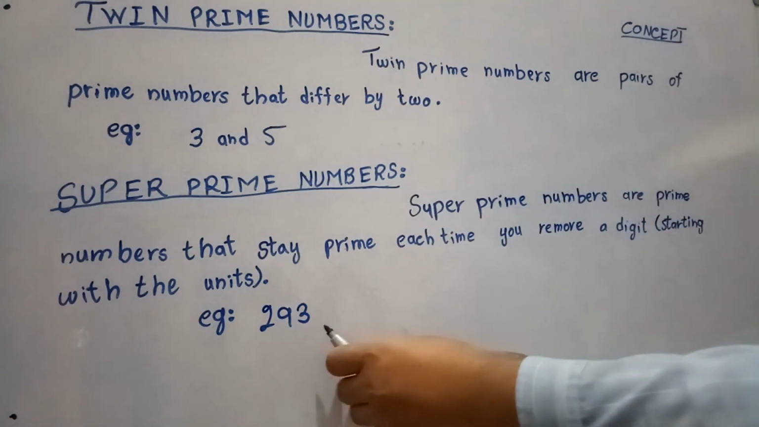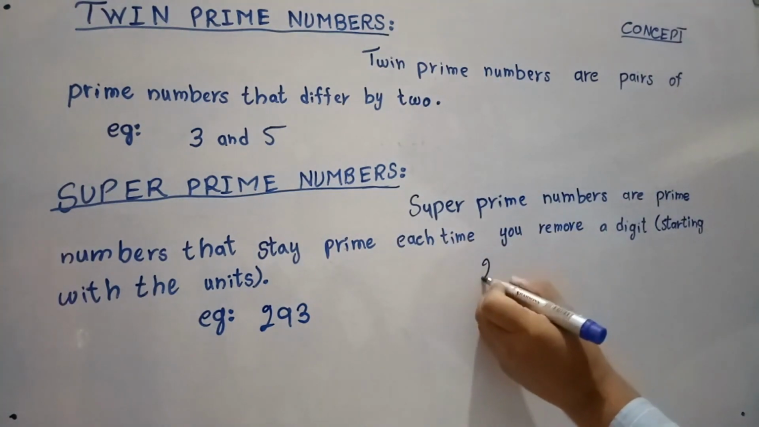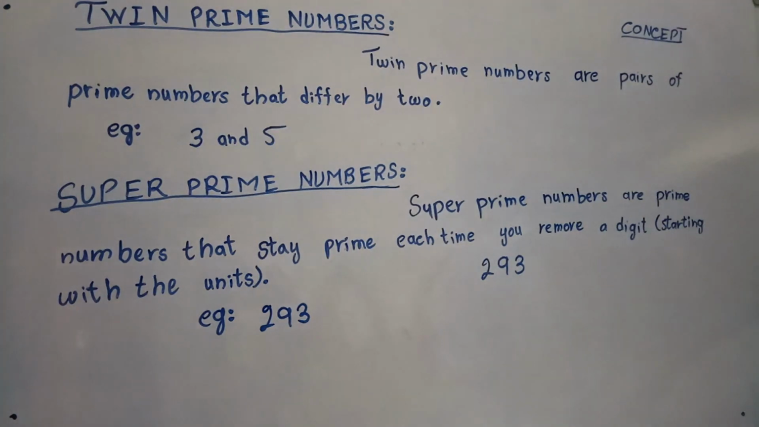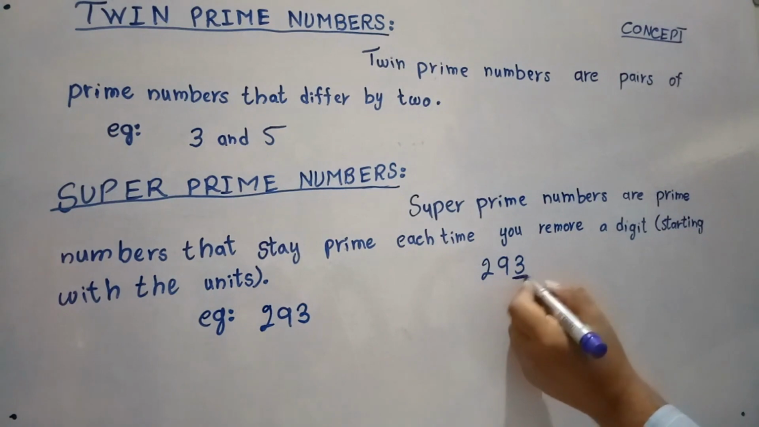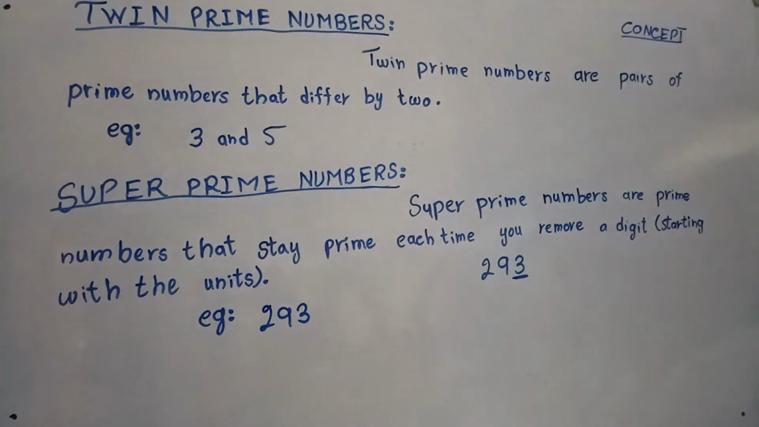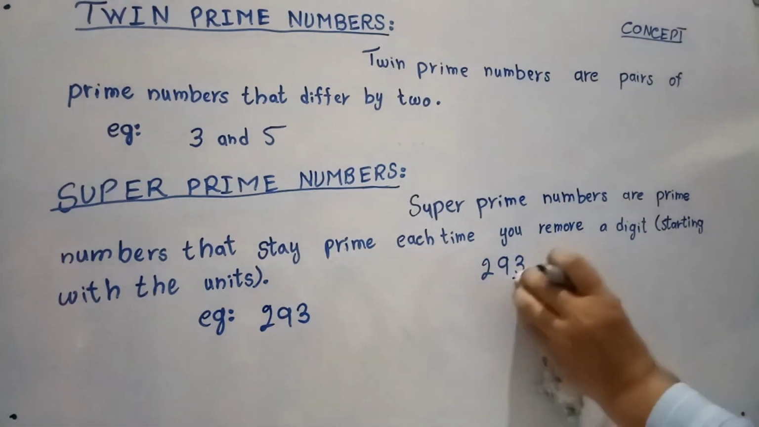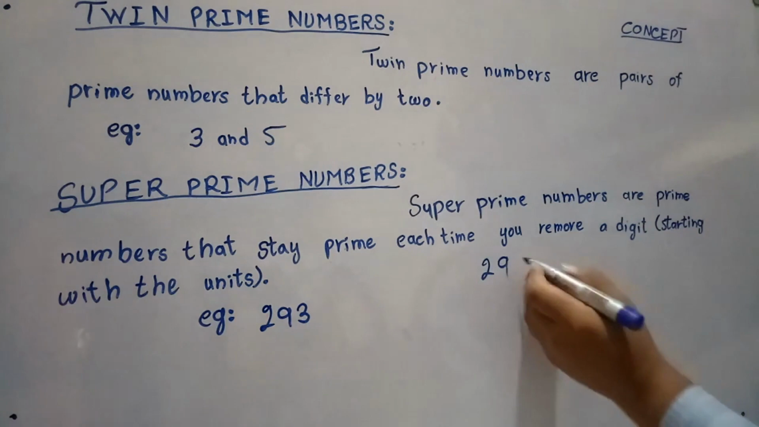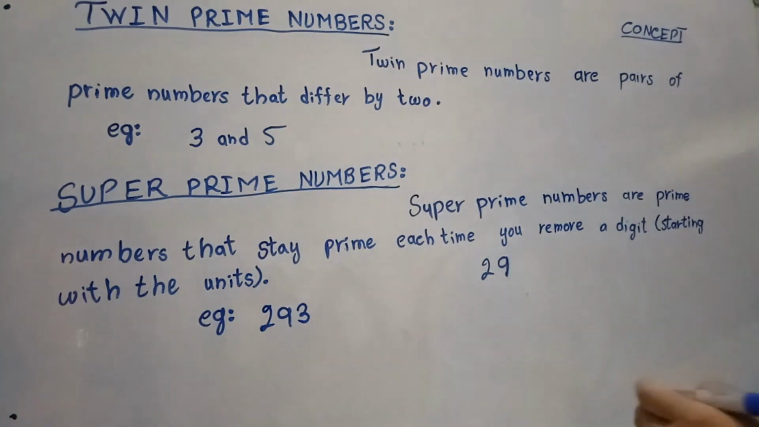Here I have written an example. Here we have 293. The last digit is called the units. So if I remove 3 from here, we are left with 29. So 29 is also a prime number.